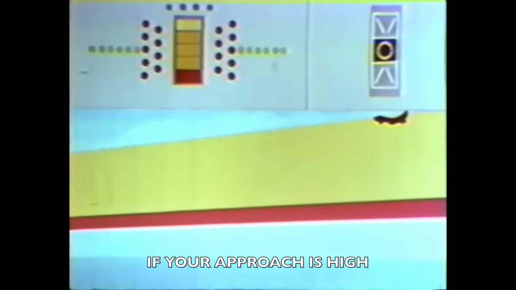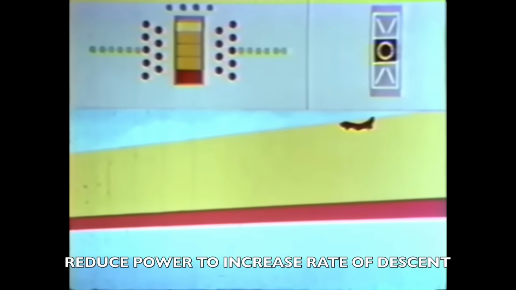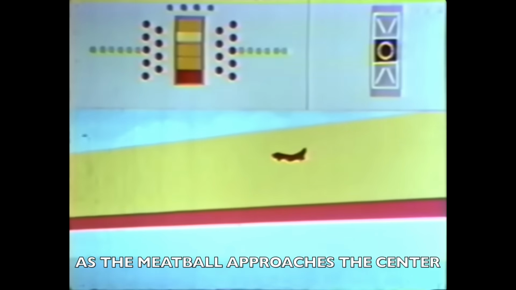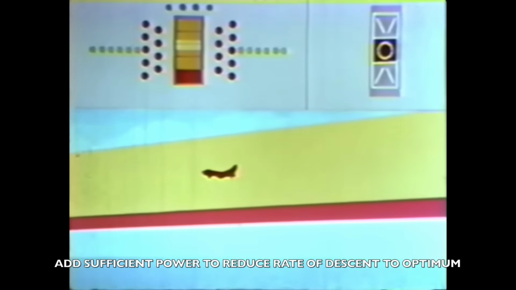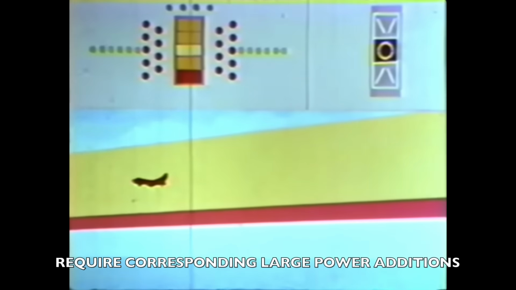Now let's see and discuss some glide slope corrections. If your approach is high, reduce power to increase rate of descent. As the meatball approaches the center, add sufficient power to reduce rate of descent to optimum. Large power reductions require corresponding large power additions to halt aircraft momentum. So a third intermediate power setting is usually required to maintain optimum glide slope.